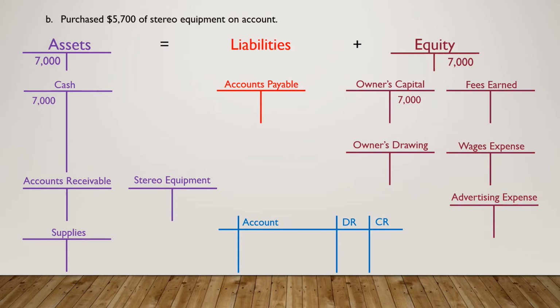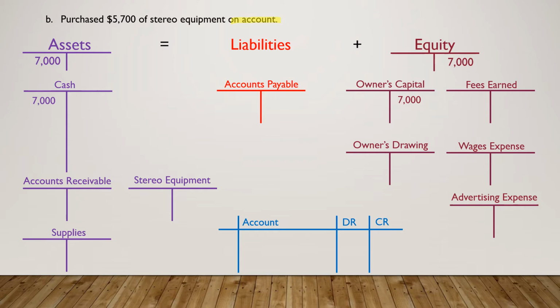Transaction B. Mike, through the company, purchased $5,700 of stereo equipment on account. On account indicates that this transaction is a credit purchase, meaning we're not paying cash now. Rather, we'll owe the cash for a little while, then pay it later.